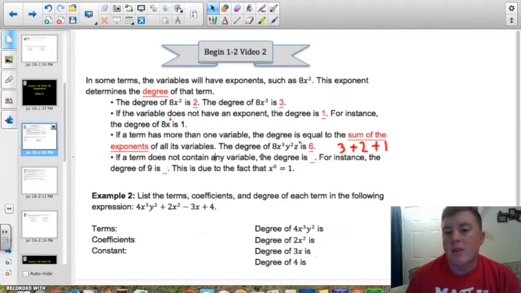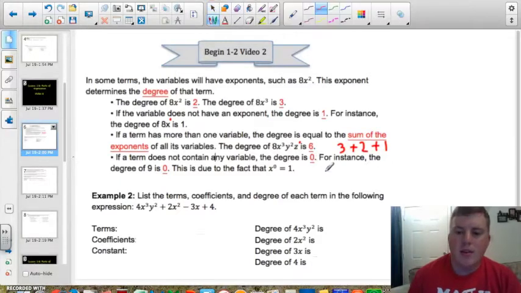Now, if we don't have a variable at all, our degree is going to be 0. For example, if we just have a constant, a number all by itself with no variable attached, for example 9, then our degree is going to be 0. This is due to the fact that x to the 0 equals 1. We're going to spend a little more time on exponent properties when we get to Unit 4, but hopefully what you remember from middle school is that anything raised to the 0 power will always be 1. So this is really like having 9x to the 0, but since x to the 0 is 1, it's like having 9 times 1, which is just 9.